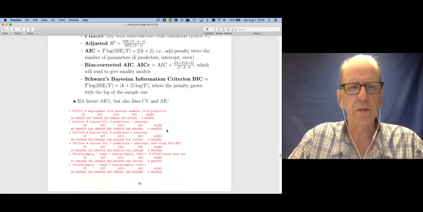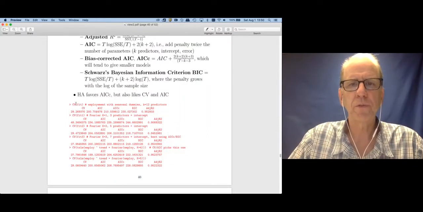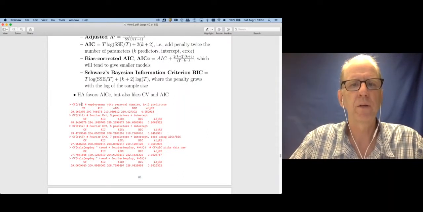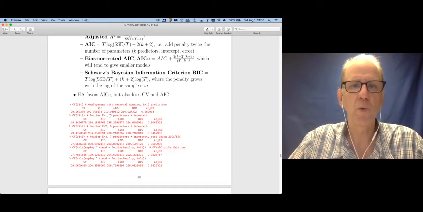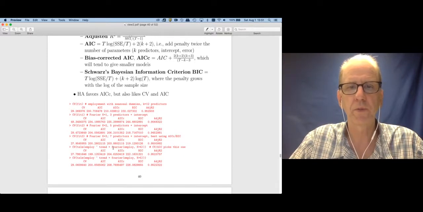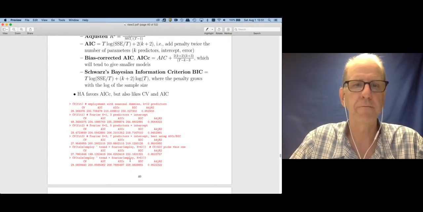So what you'll see is that I've used it for the model with seasonal dummies. Then this is going to be the version with just k equal to 1. So k equal to 1, meaning I have a sine and a cosine term, a slope and an intercept with a total of four parameters. This would be 2 Fourier terms, 3 Fourier terms, 4, and 5.